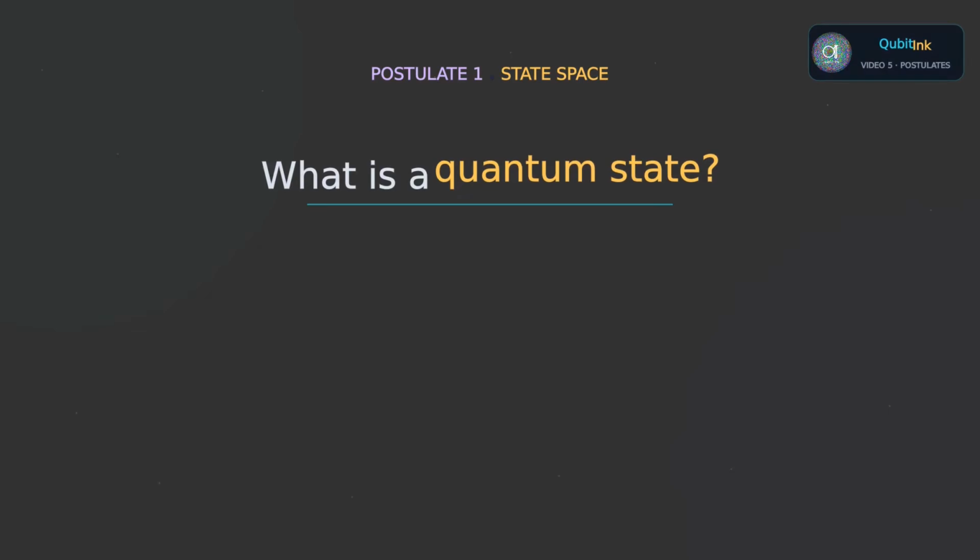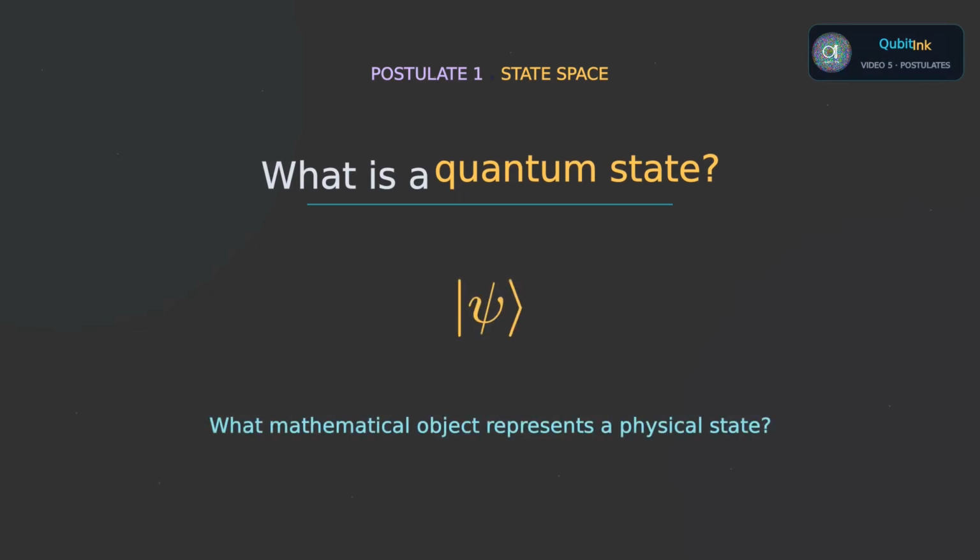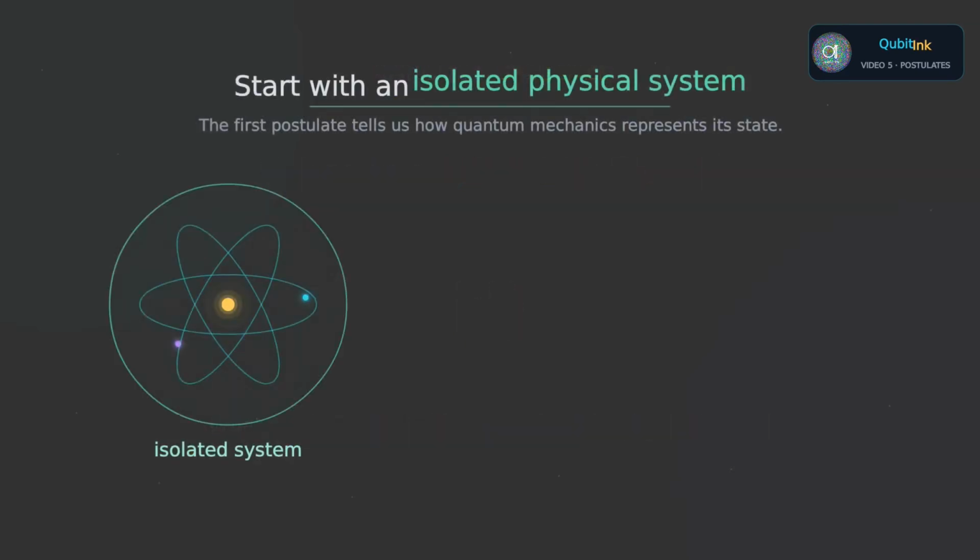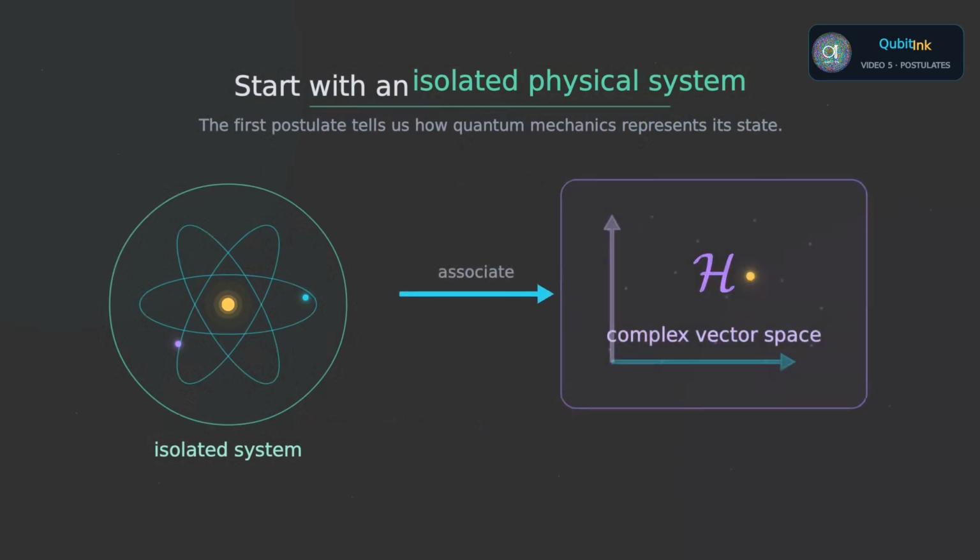So, we have arrived at the first postulate, state space. Before we ask how a quantum system evolves, or what happens when we measure it, we need to know what mathematical object represents its state in the first place. The postulate begins with an isolated physical system. To that system, quantum mechanics associates a complex vector space equipped with an inner product. We call this the state space.